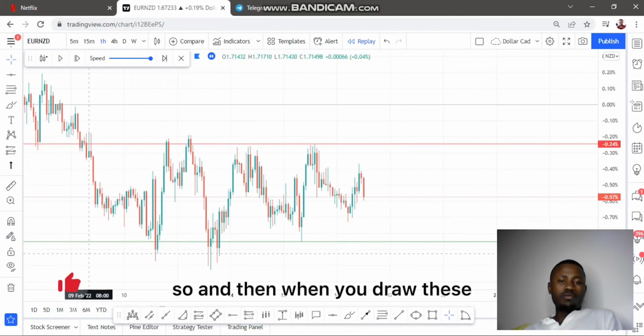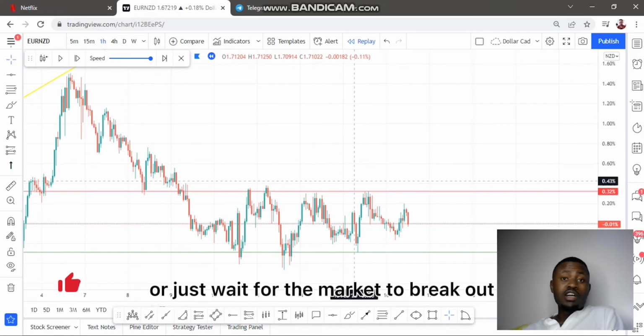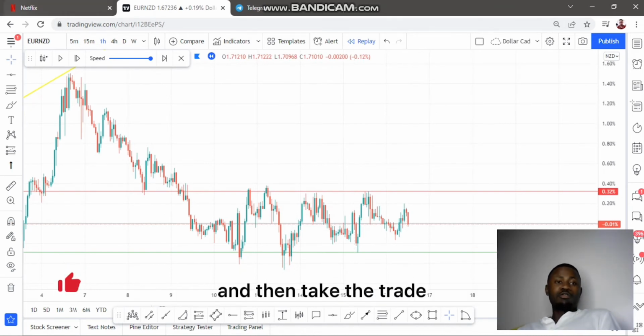And then when you draw these, you either identify a structure or just wait for the market to break out and retest your levels, and you take the trade.